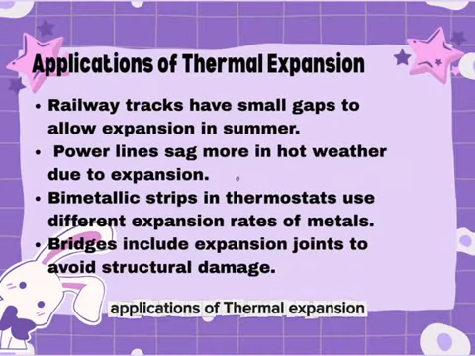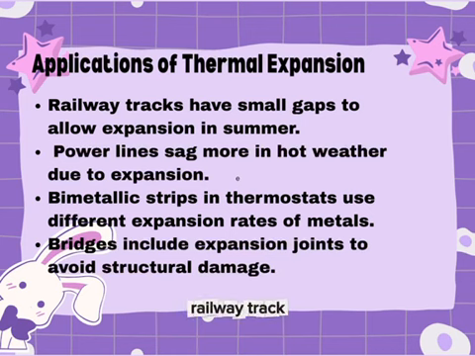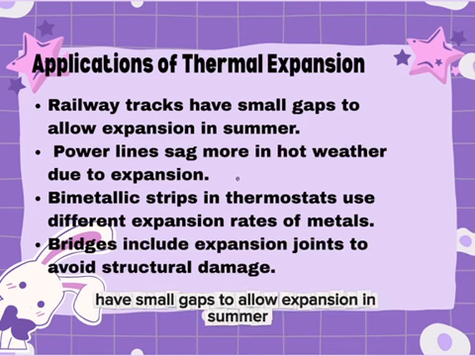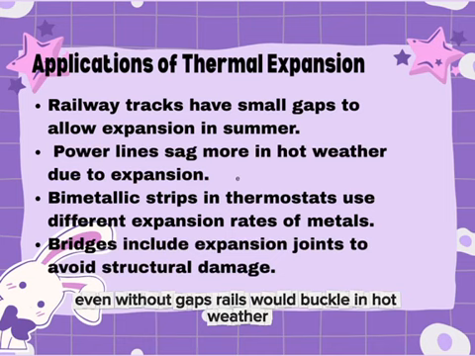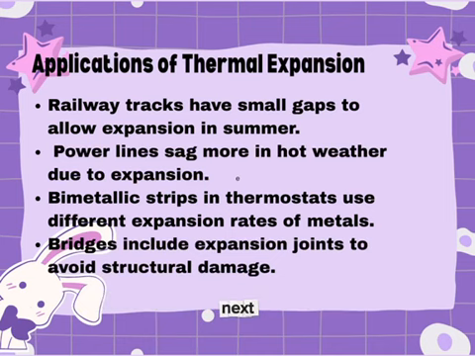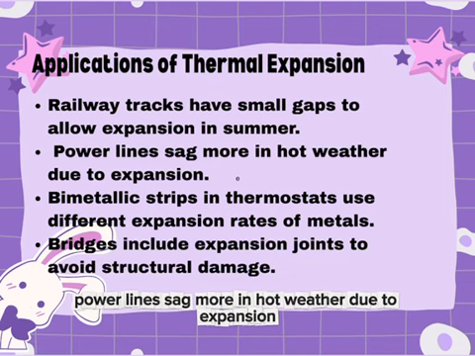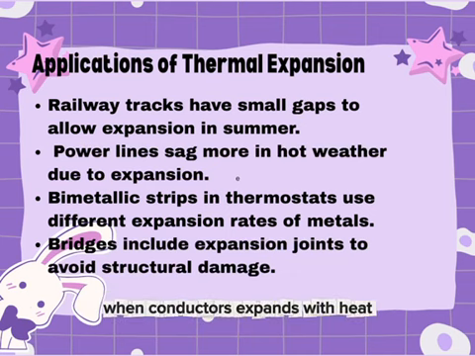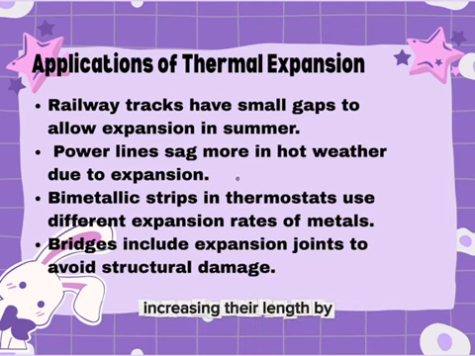Applications of thermal expansion. Railway tracks have gaps to allow expansion in summer. Even without gaps, rails could buckle in hot weather. Next, power lines sag more in hot weather due to expansion, when conductors expand with heat, increasing their length.